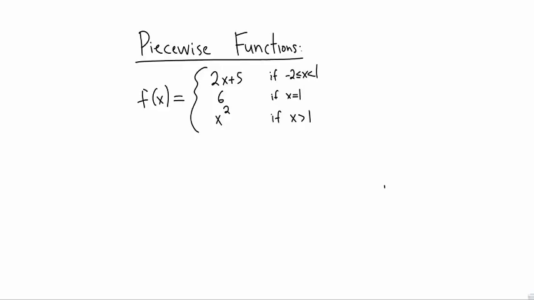This first formula, 2x plus 5, has the domain x greater than or equal to minus 2 and less than 1. The second formula, 6, has domain simply x equals 1. And the third formula comes with the domain x greater than 1.